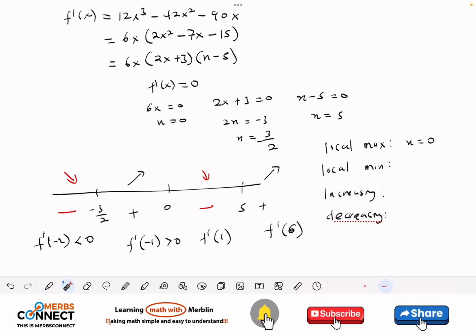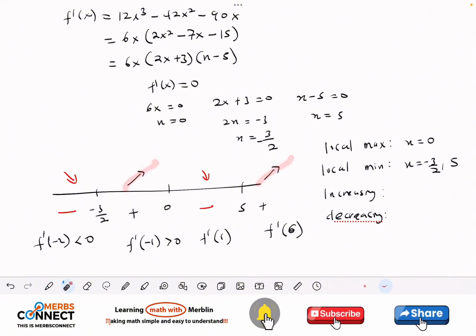Now, local minimum, we have negative, positive, which is turning minimum. So x should be equal to minus 3 on 2. But we have another negative, positive again, which is also minimum. So x should be also equal to 5. It's also going to give us that. So what will be the increasing and decreasing interval?